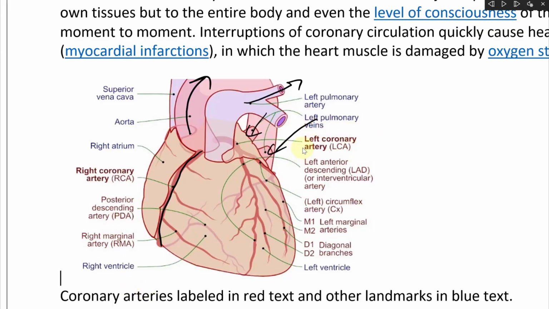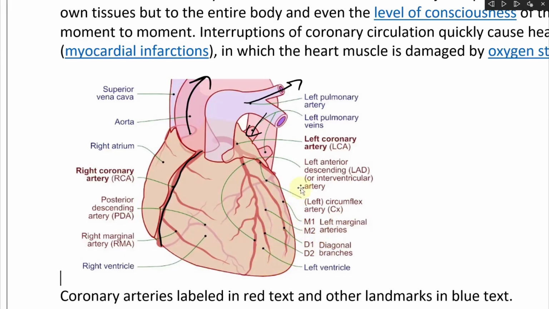So you have the left coronary artery right here. That's this one right here. So this is the right one, this is the left one, to supply both atria and ventricles. Over here is the left anterior descending, LAD, or interventricular artery. This setup right here is the left circumflex artery, then M1, M2 arteries there, then D1, D2 diagonal branches. And this one looks like it's on the backside there. That's the M1, M2 left marginal ones on the backside.